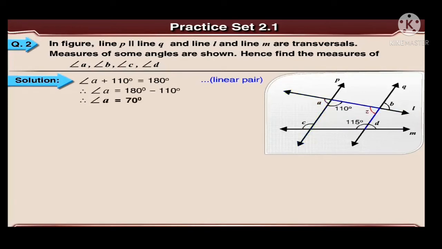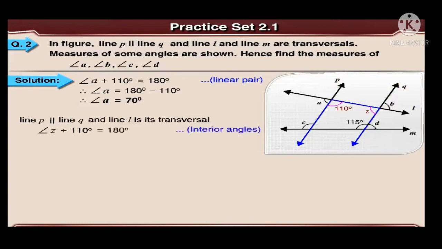Consider angle Z shown in the figure. Line P is parallel to line Q and line L is the transversal. Angle Z plus 110 degrees is equal to 180 degrees. Thus, they are interior angles. Therefore, angle Z is equal to 180 minus 110 degrees. Therefore, angle Z is equal to 70 degrees.